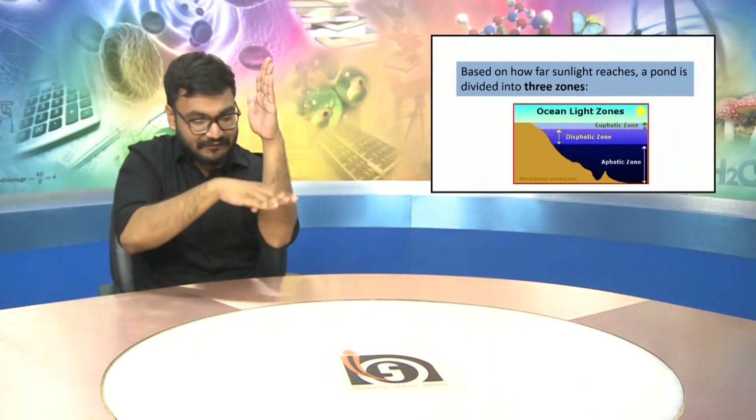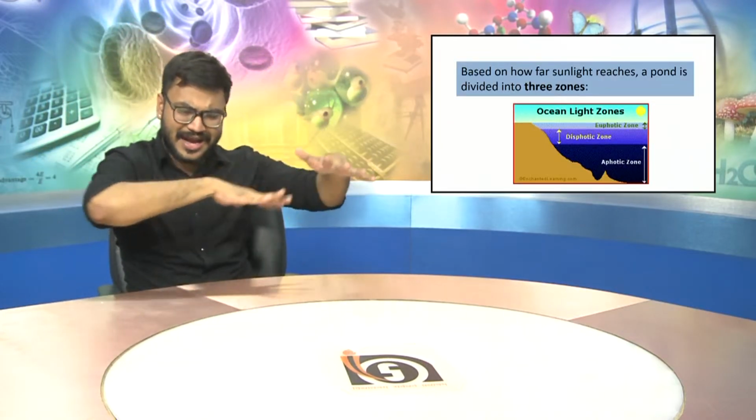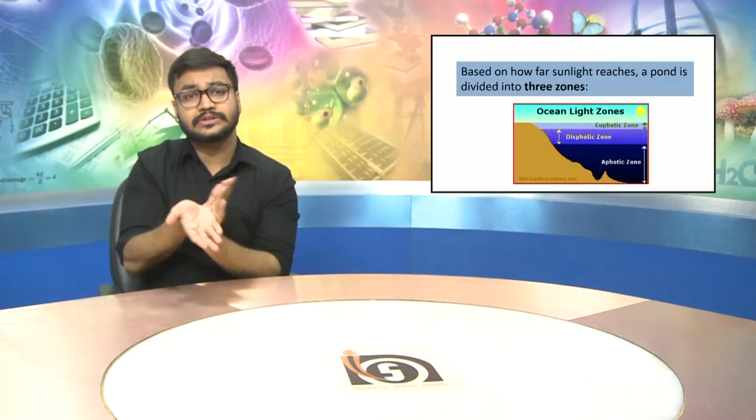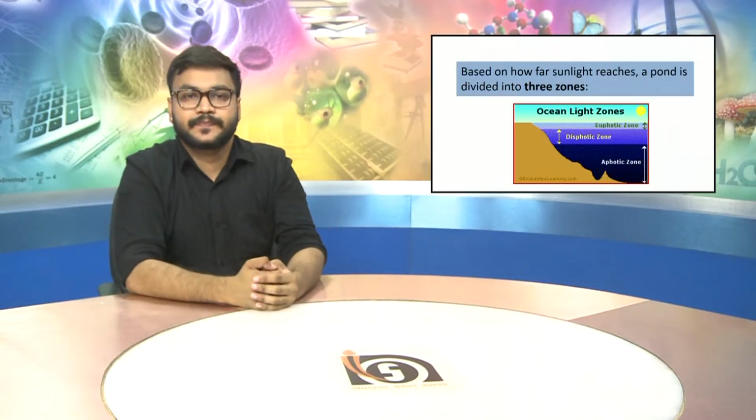Based on how far sunlight reaches, a pond is divided into 3 zones. As you can see on the screen, it shows the 3 levels of the pond. First is the shallow area near the shore, second is open water where sunlight reaches, and the third is deep water where little or no sunlight reaches.